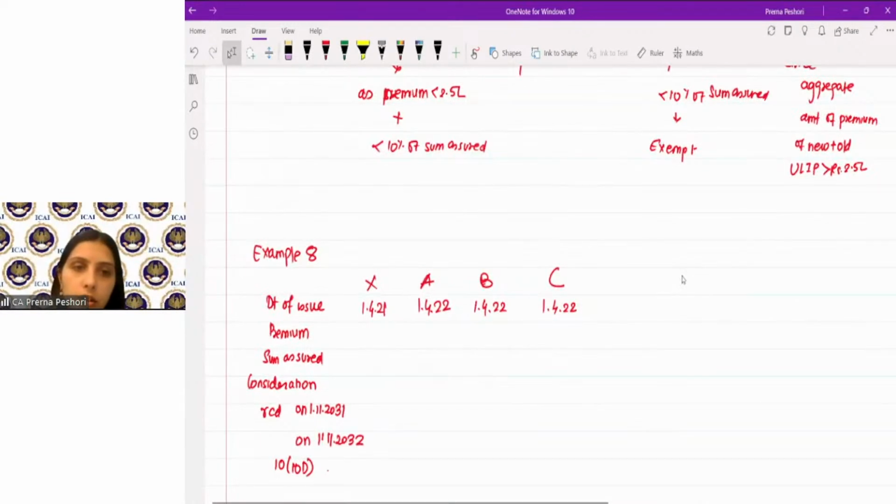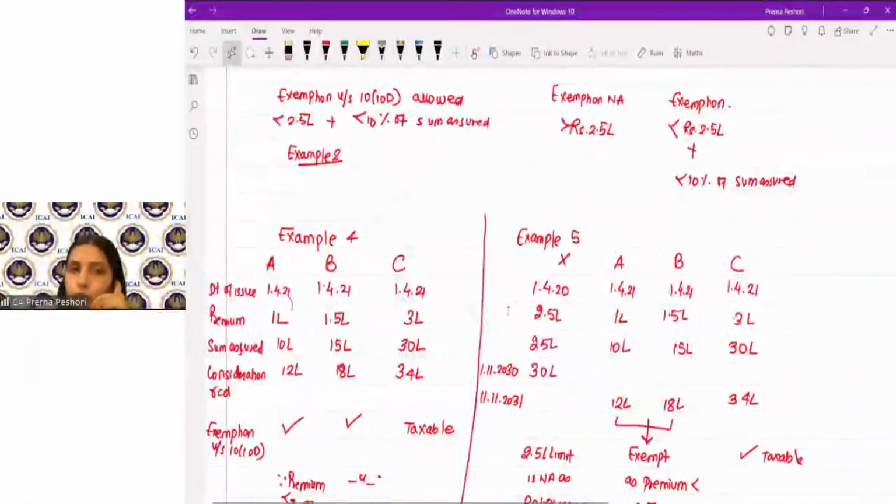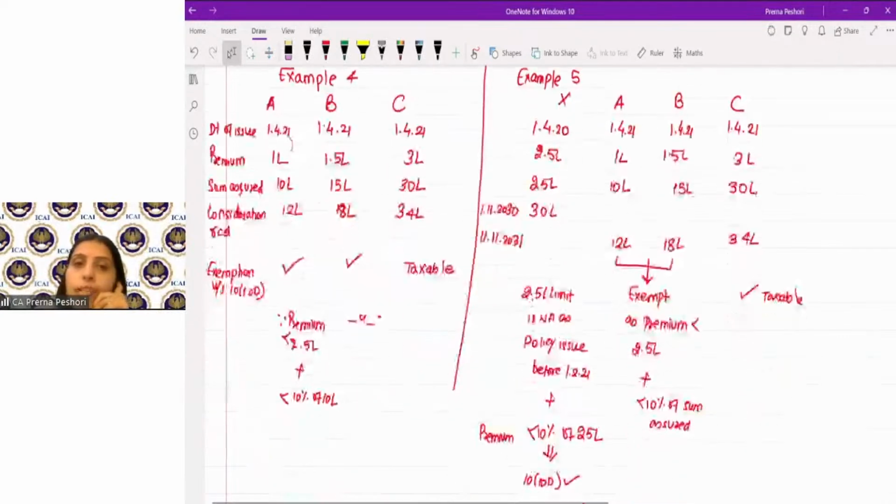Premium is 2 lakh, 1 lakh, 1.5 lakh, and 3 lakh. My sum assured is 20 lakhs, 10 lakhs, 15 lakh, and 30 lakh. This I have received 25 lakh in 31, and this I have received in 32: 12 lakh, 18 lakh, and 34 lakh.